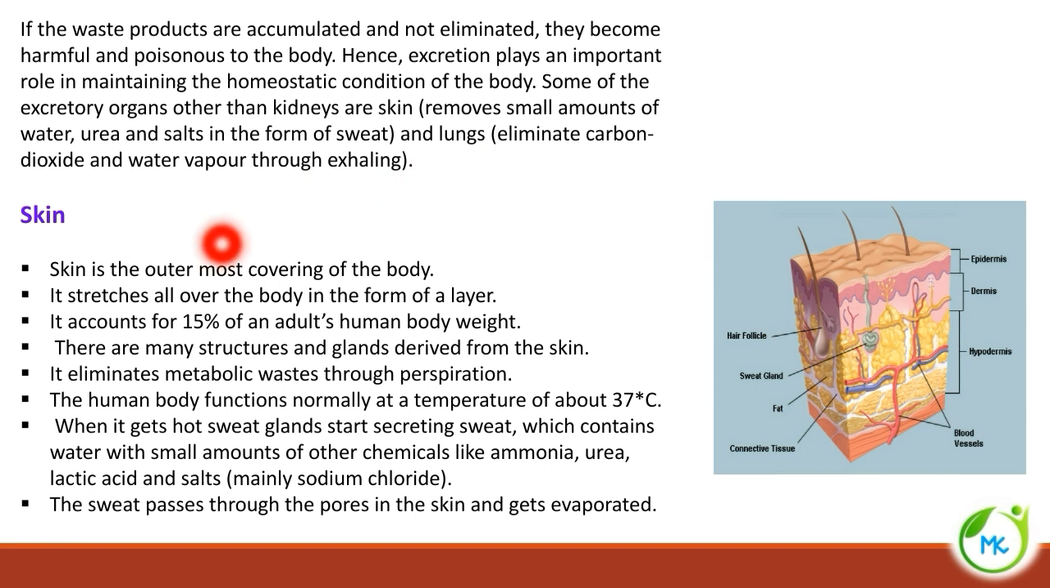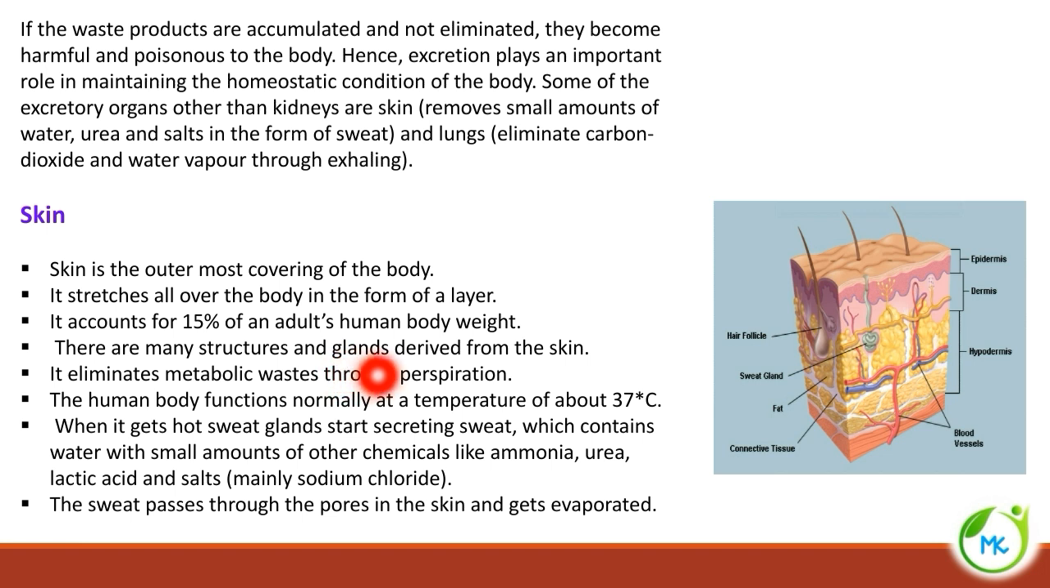Next, let's see in detail about the skin. The skin is also an excretory organ. It is the outermost covering of the body. The skin stretches all over the body in the form of a layer. It covers about 15% of adult human body weight because it is found throughout the body. It is the outermost covering.